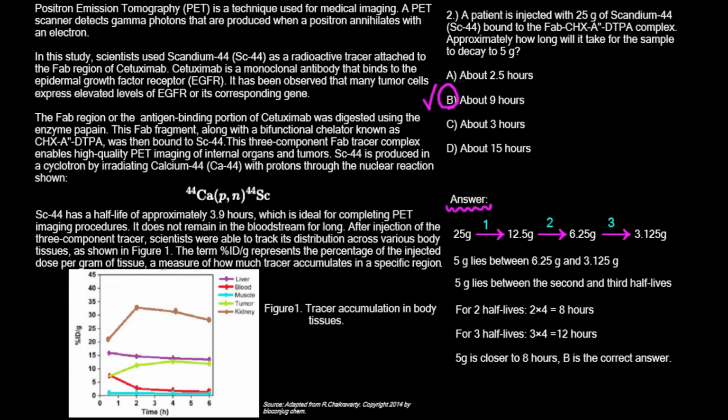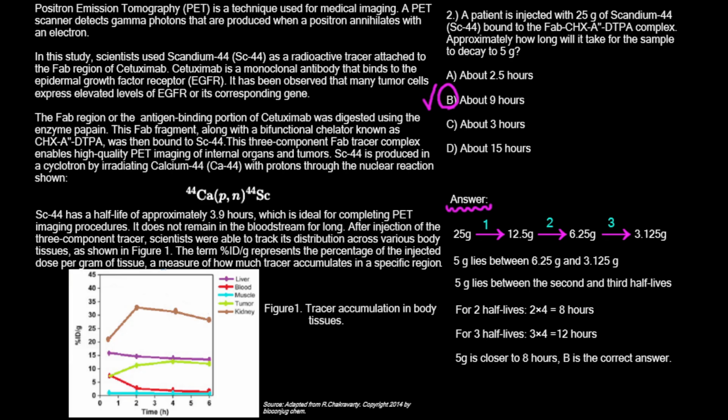Question number two says a patient is injected with 25 grams of scandium 44 bound to the Fab SHXA, the chelator complex. Approximately how long will it take for the sample to decay to 5 grams? This is a very straightforward problem that asks us to solve a half-life problem. The question provides the initial amount of the sample, and we are asked to determine how long it takes for that sample to decay to a final amount of 5 grams. The passage states that the half-life of the sample of scandium 44 is 3.9 hours.